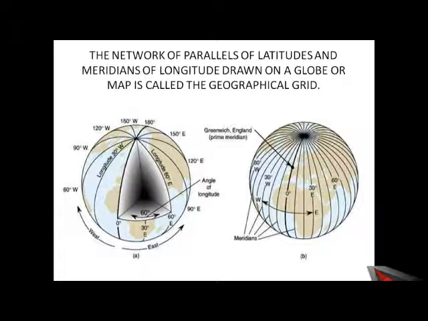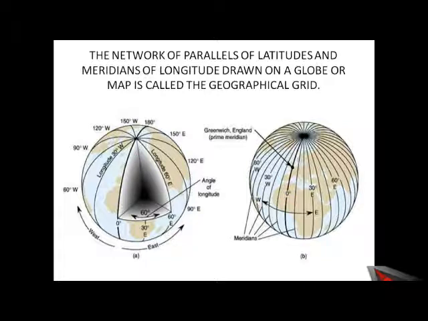Latitudes are east to west lines which are parallel to one another. Meridians are north to south lines. Meridians converge at the two poles. Parallels and meridians intersect each other at right angles. These imaginary lines form a grid of reference lines for locating a place on the earth. It is referred to as Earth's own grid.